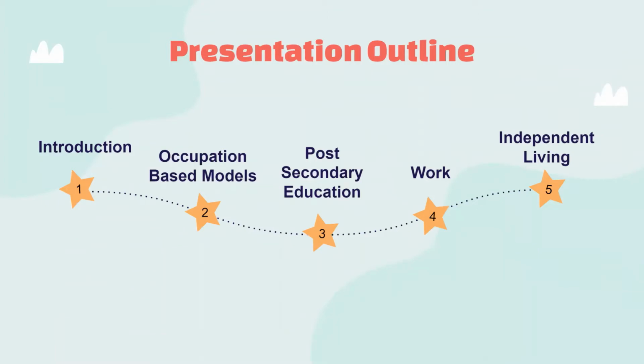We're going to start by reviewing the symptomology of autism spectrum disorder and some key definitions, as well as reviewing our SEED article. From there, we're going to review the occupation-based models that we used throughout our presentation, and then we're going to dive deeper into specific areas of transition, which are transition to post-secondary education, work, and independent living.